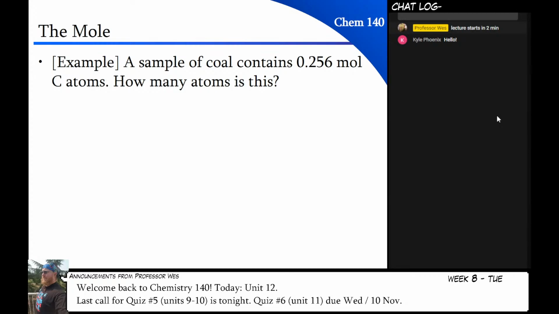Yesterday we left off our discussion by introducing a concept called the mole, and you can basically summarize the mole, at least so far, as the following. 1 mole equals Avogadro's number of things.